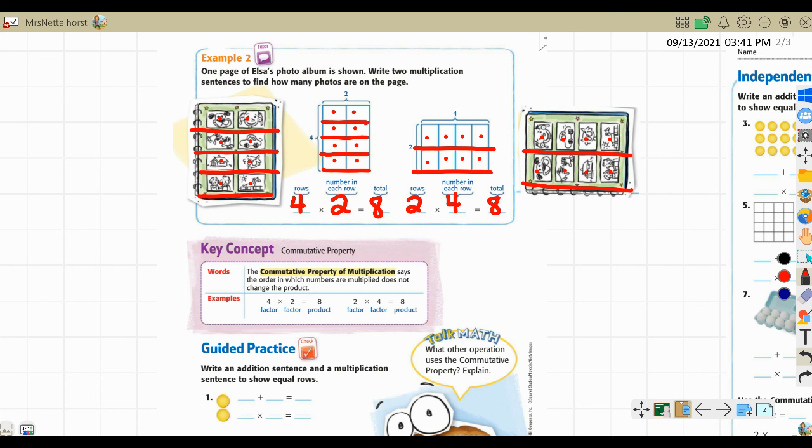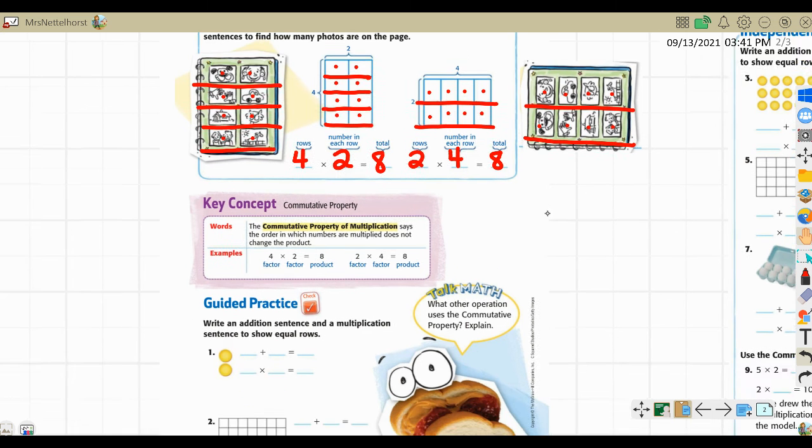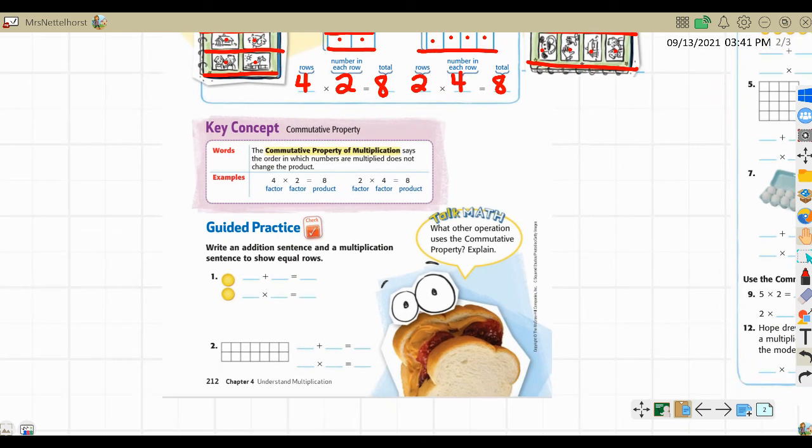I have the exact same pictures. I just turned them sideways. So 4 rows of 2 is 8. 2 rows of 4 is 8. Okay, so this is called the commutative property. It's also called the old switcheroo. The commutative property of multiplication says the order in which numbers are multiplied does not change the product.